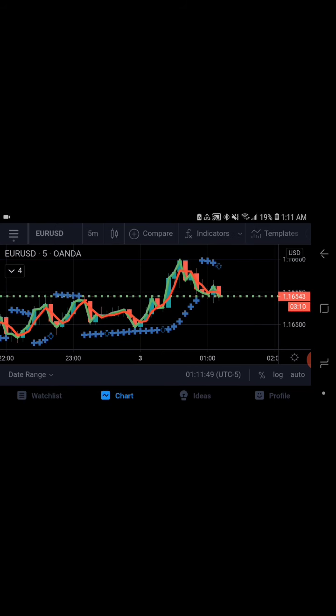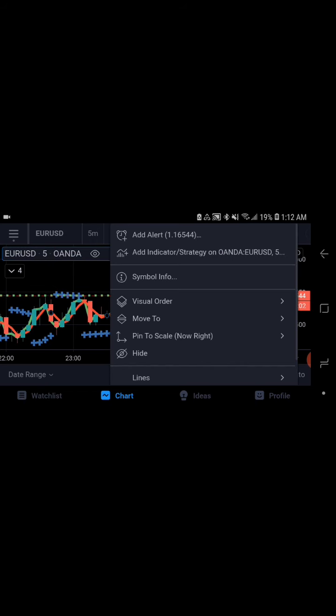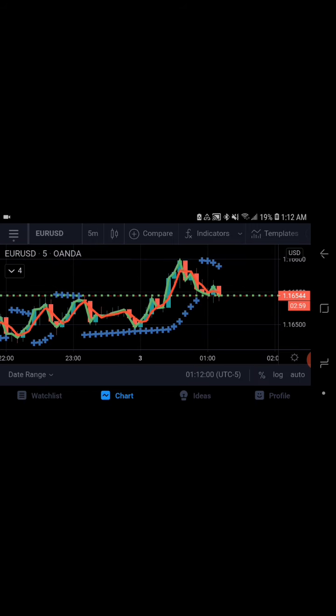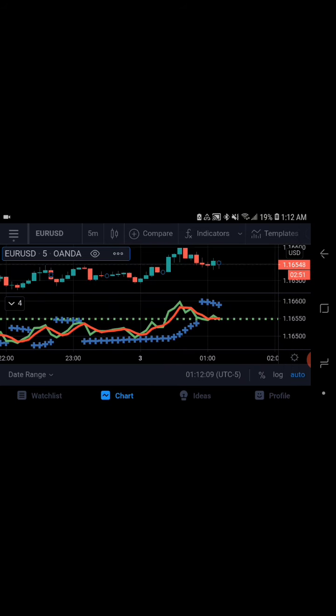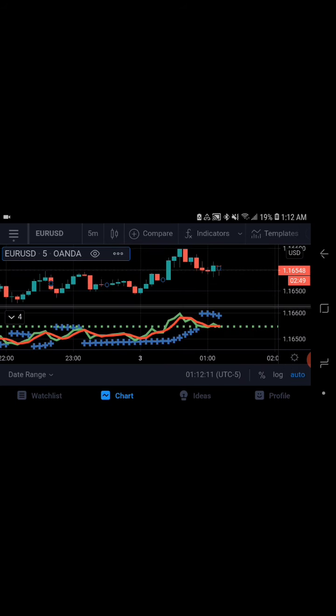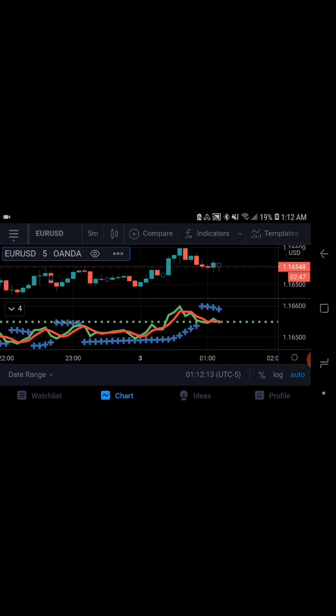Alright, you can see we're on the 5-minute chart, but it looks a little confusing, so let me get things to look a little clearer here. I'm going to show you. Tap the pair, hit the 3 dots, hit move to, and hit new pane above. That's going to move price above, and you'll see.